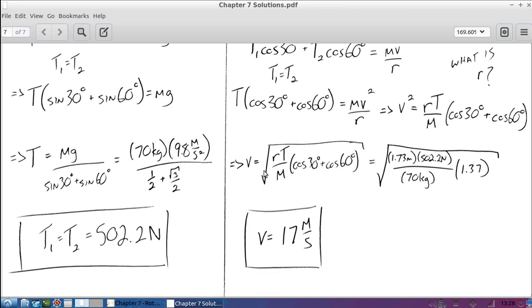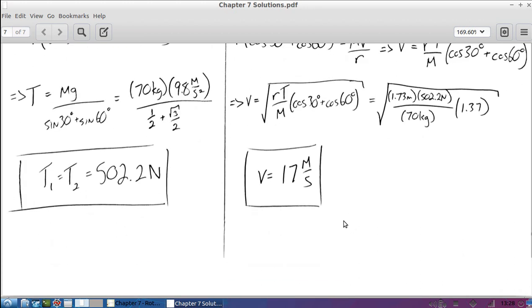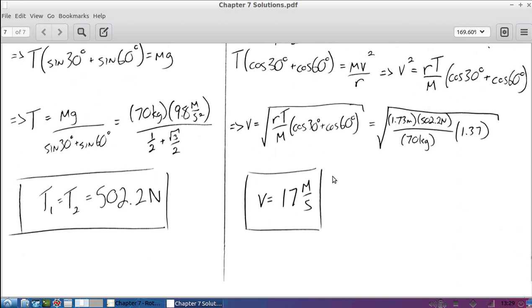Now I've got my expression for velocity, and I know all of these quantities: r, T, and m. Plug them in, and I get a velocity of 17 meters per second. This is with no friction, so the speed is kind of low for a car. With friction between the tires and the surface, you could go around this turn faster because there would be a component of friction acting towards the center of the circle. But in this case, we neglected it.